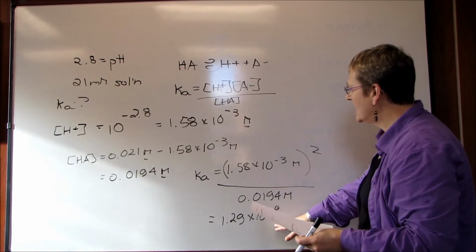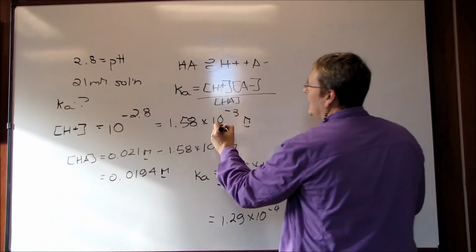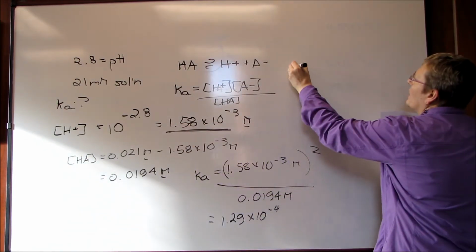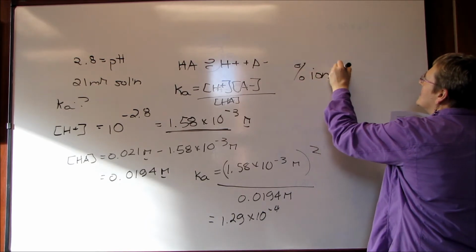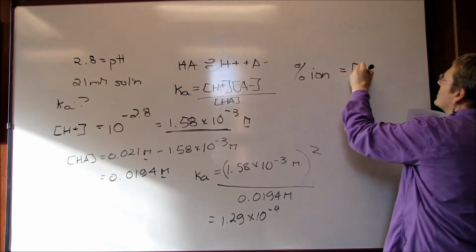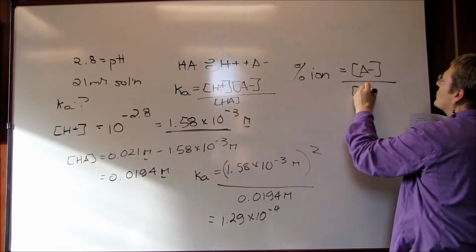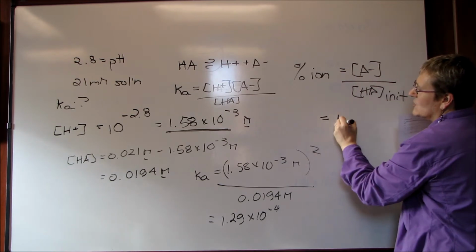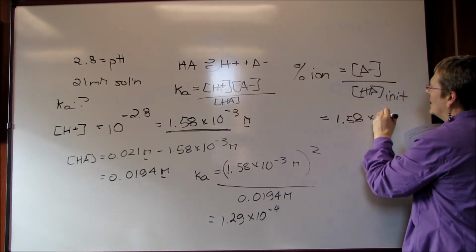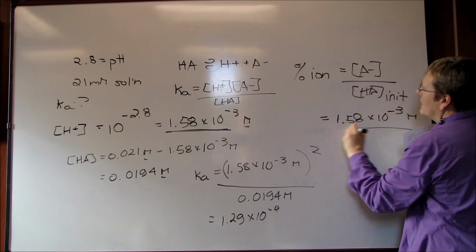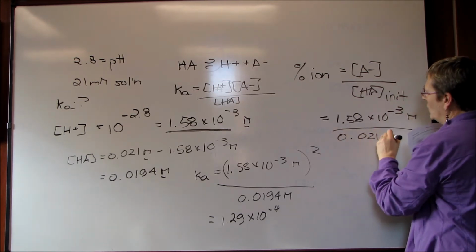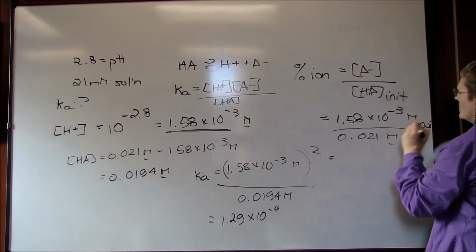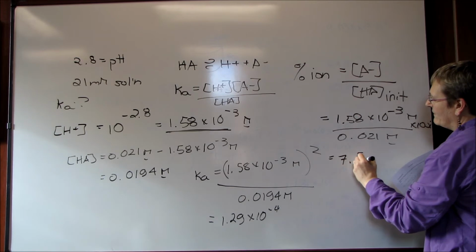Okay, what is the percent ionization here? We need the amount that is ionized, and we figured that out using the pH. So our percent ionization is equal to the concentration of A minus over the concentration of HA initially, not at the end, but initially. And that is 1.58 times 10 to the minus 3 molar divided by 0.021 molar. And this comes out to, times 100%, of course, times 1 essentially, equals 7.5%.